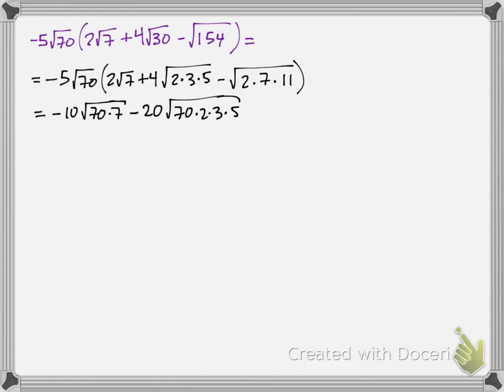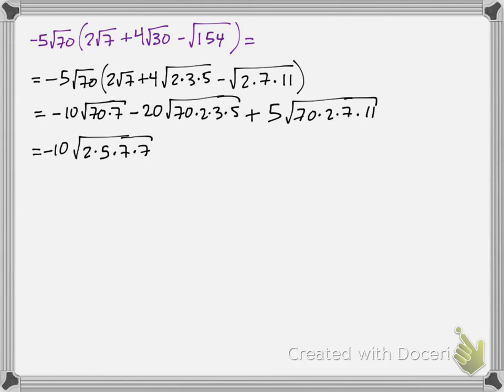Now negative times a negative is a positive. 5 times 1 is 5, right? Because the coefficient of that last term inside the parentheses is 1. Times the square root of 70 times 2 times 7 times 11. Okay, that's it. So let's see if we can simplify those 3 radicals. It's minus 10. Inside it will be what? 2 times 5 times 7 times 7.